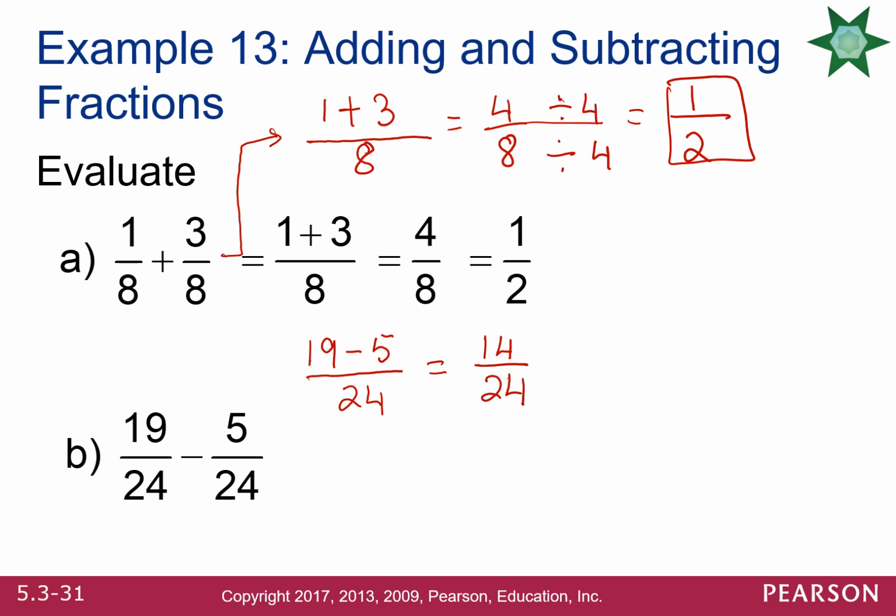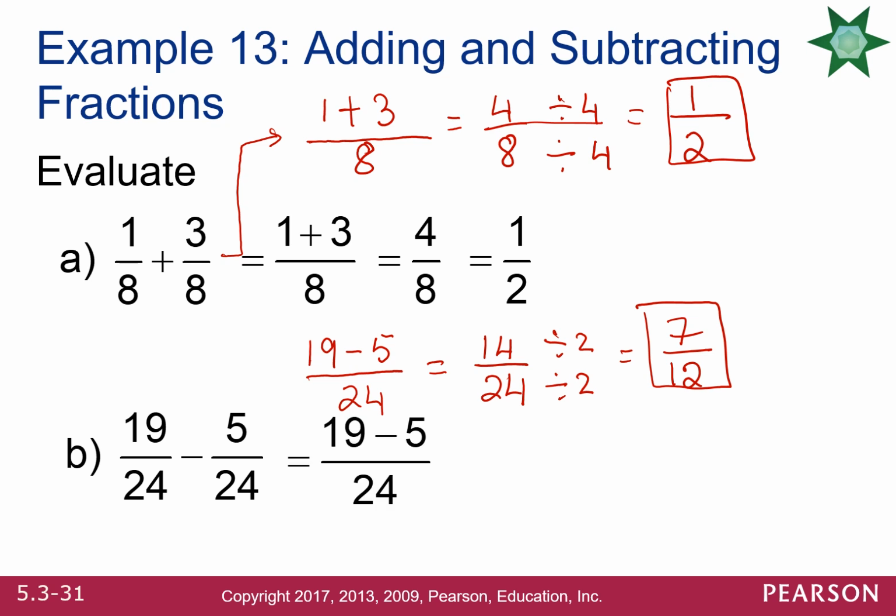So it's 14 divided by 2 and 24 divided by 2. 14 divided by 2 is a 7. 24 divided by 2 is a 12. So the final answer should be 7 over 12. Let's see what answer they have come up with. They did the same thing, 19 minus 5 over 24, which gave them 14 over 24. That's the same as what we got, and they should get 7 over 12 for the final result after reducing the fraction 14 over 24. They end up with 7 over 12, which is exactly what we got as well, right?